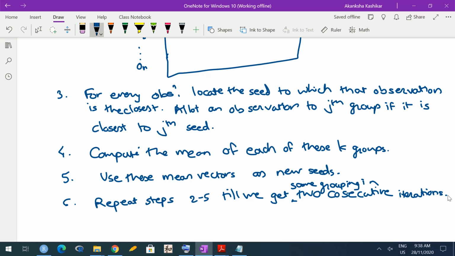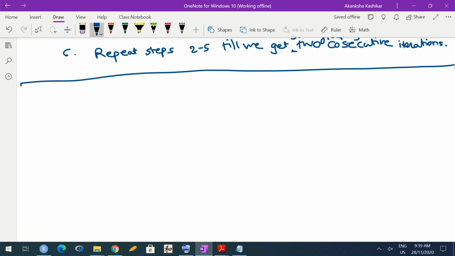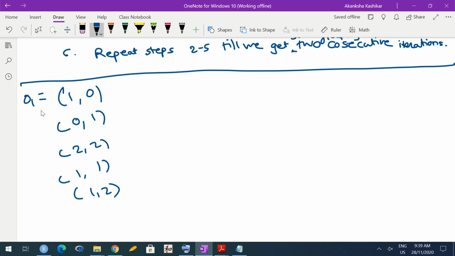Okay, so let us try to illustrate this with one example. We'll take some small bivariate data set, and we'll take, say, Manhattan distance, so that we don't have to worry about taking the square root, because in Euclidean distance we'll need a square root. Let me take 5 bivariate observations: (1, 0), (0, 1), (2, 2), (1, 1) and (1, 2). These are 5 observations. Let me call them O1, O2, O3, O4, O5.